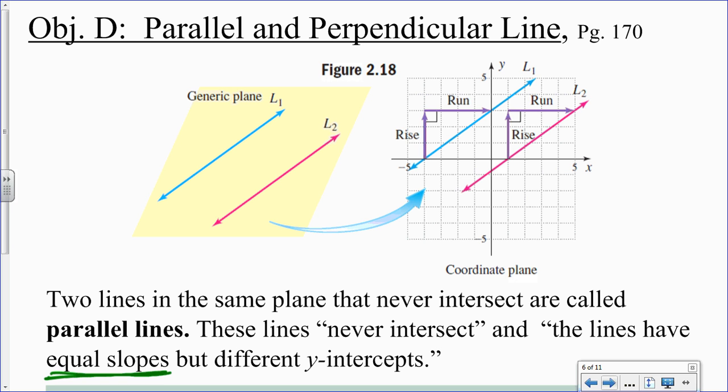So looking at line 1 here, if I look here on blue, my rise over run, so I go up 3, that's positive 3. And I go right, 1, 2, 3, 4, positive 4. Okay, if I look at the second line, the red one, if I start here, my rise is positive 3, and the run is positive 4. So the slopes are the same, so the lines are parallel.